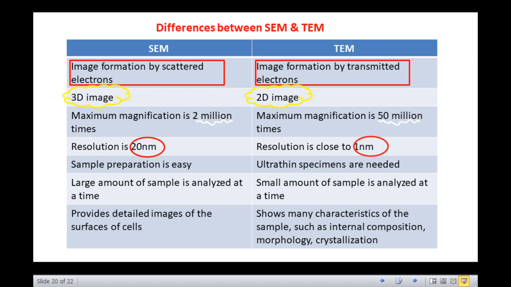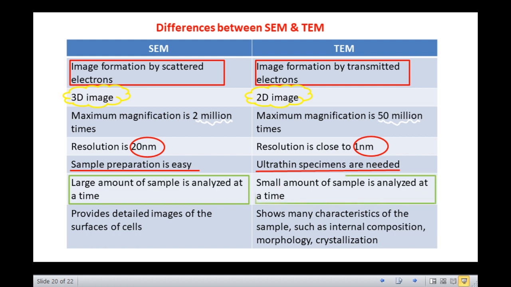In SEM, sample preparation is easy. The sample has to be coated with a thin layer of heavy metals such as gold or palladium, whereas in TEM, the sample has to be cut thinner because electrons cannot penetrate very far into the material, and hence ultra-thin specimens are needed. SEM allows for a large amount of sample to be analyzed at a time, but with TEM, only a small amount of samples can be analyzed at a particular time.